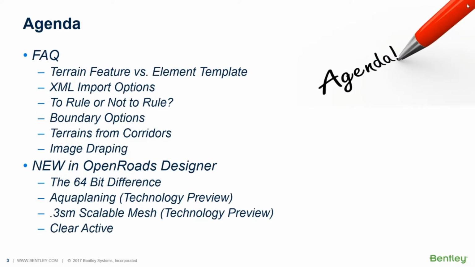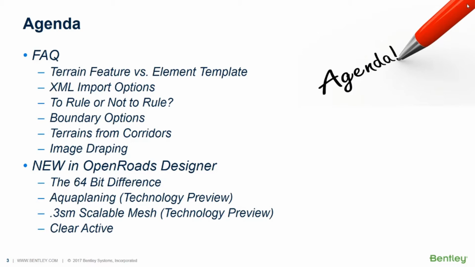So this is our agenda. As I said, first thing we want to do is cover some frequently asked questions. We'll look at several different options here. We'll look at terrain features versus element templates. We'll look at some XML import options and define what they mean. We'll talk a little bit about to rule or not to rule a terrain. We'll look at boundary options. We'll look at terrains from corridors. And then finally, we'll have a little snippet about image draping.